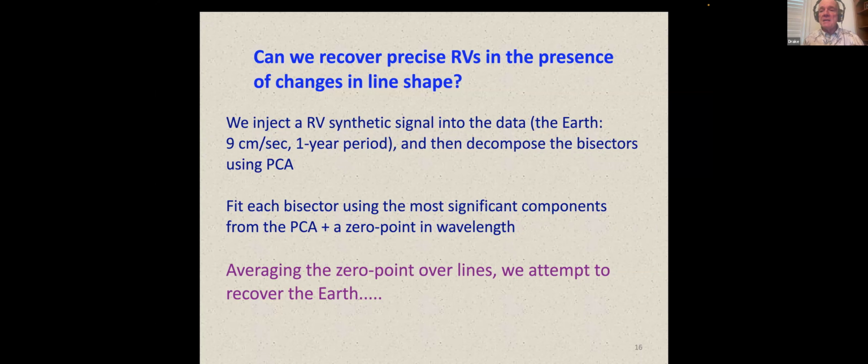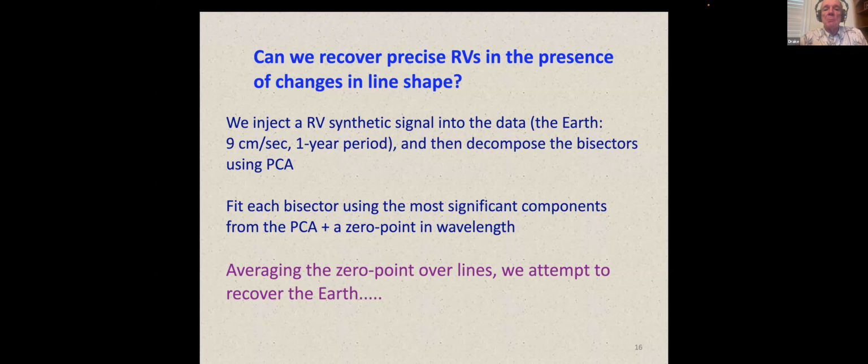We then decompose the bisector of each line. I am very fond of simple analyses, and a principal component analysis is a simple analysis. We decompose the bisector of each line with PCA, and then we take those components and fit them to each individual bisector. We use the most significant components. We don't use all of the components. We only use the ones that are needed to fit the line to within the observed precision. If we used all of the components, we would be overfitting.